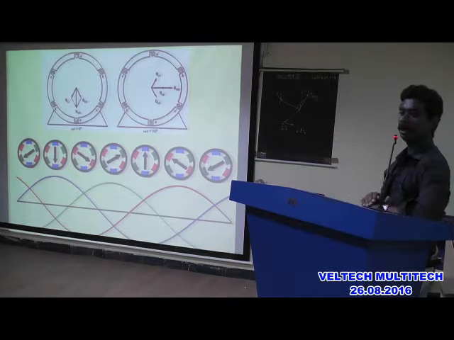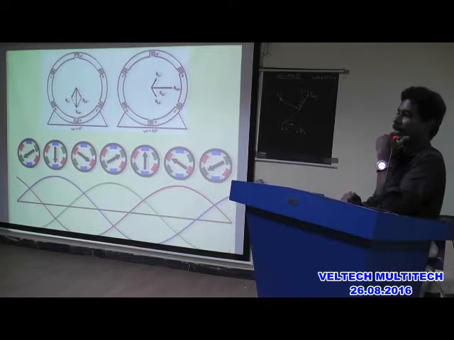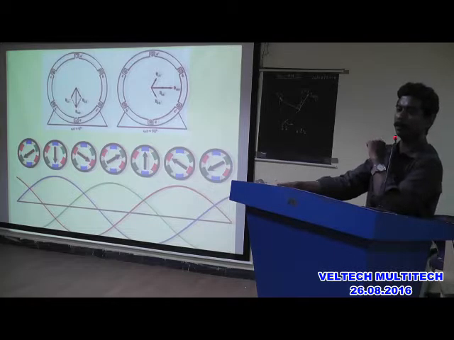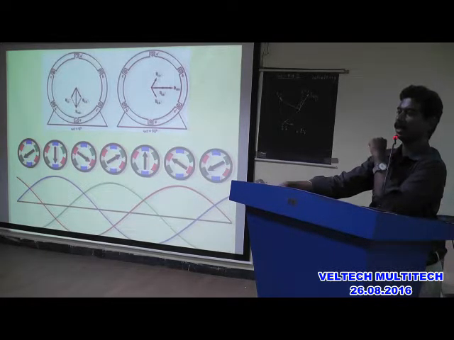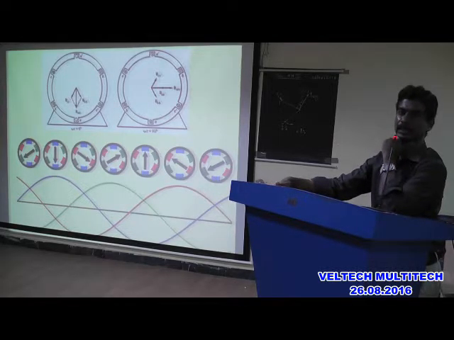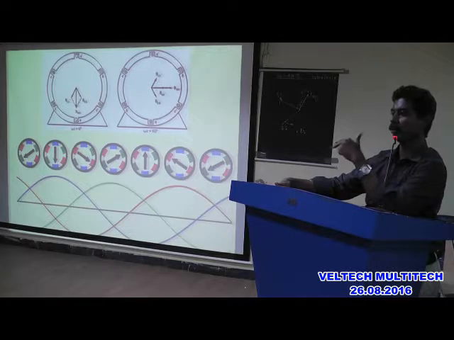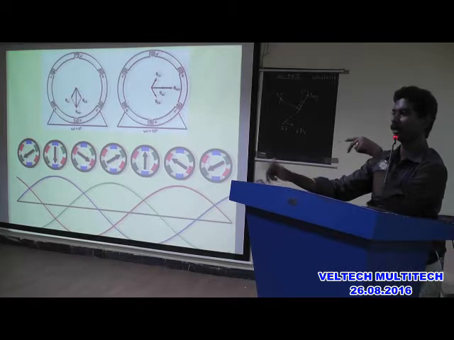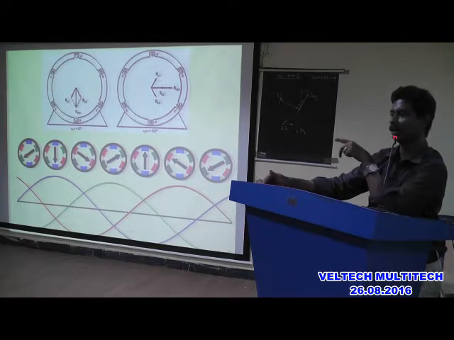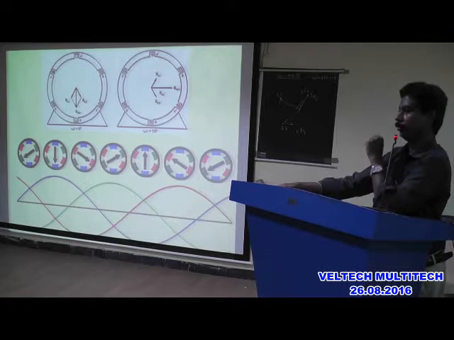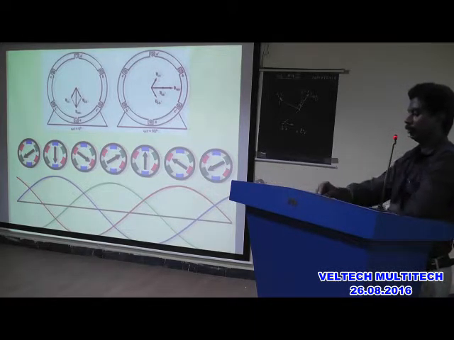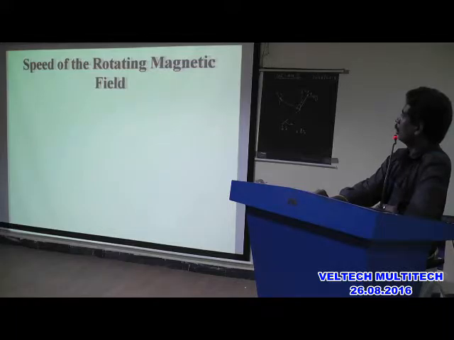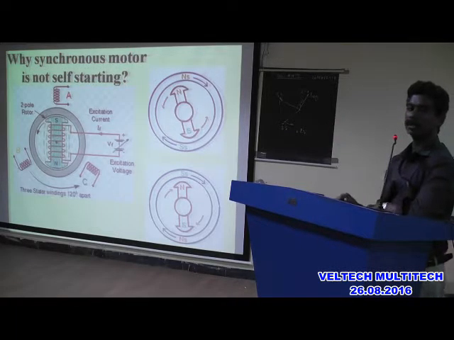The speed of the rotating magnetic field can be found using the expression Ns = 120f/P. The supply frequency is directly proportional to Ns, where Ns is the speed of the rotating magnetic field. In India we use a 50 Hertz system, so for 2 poles the rotating magnetic field speed is 3000 RPM. That means the magnetic field rotates 3000 times in 1 minute. Similarly, 4 poles means 1500. So now, given the speed of the rotating magnetic field, the synchronous motor is not self-starting.